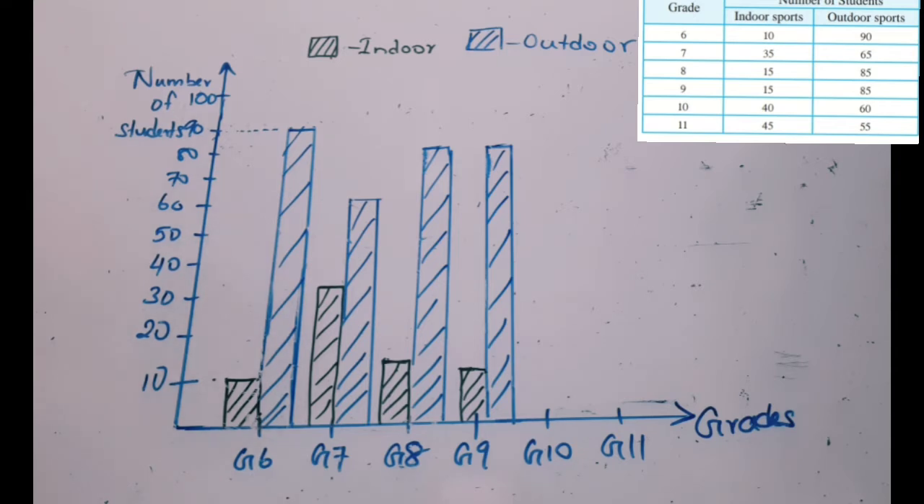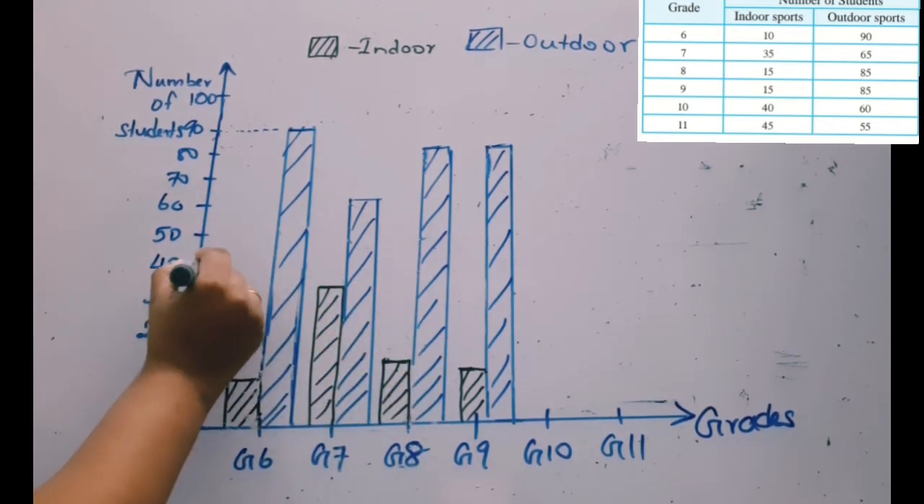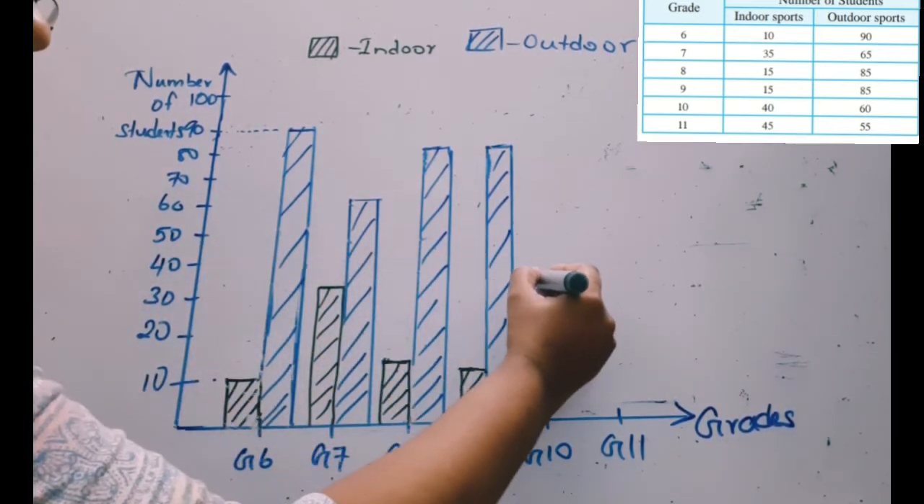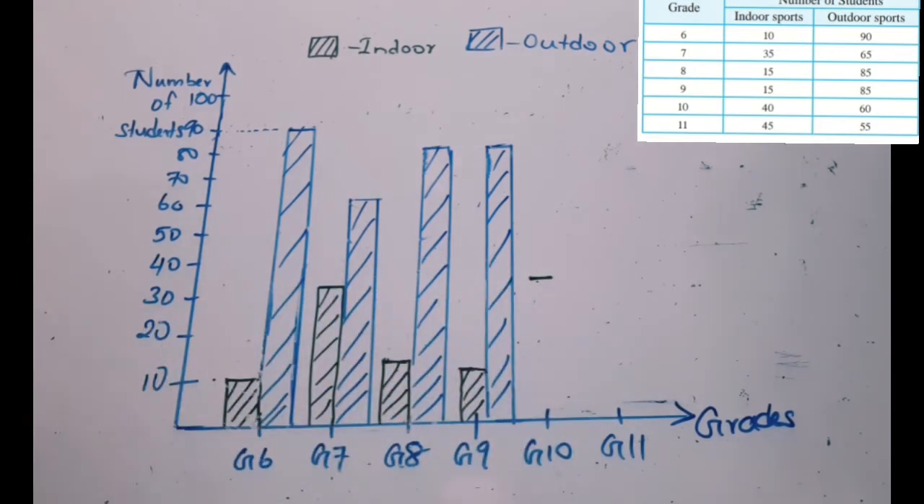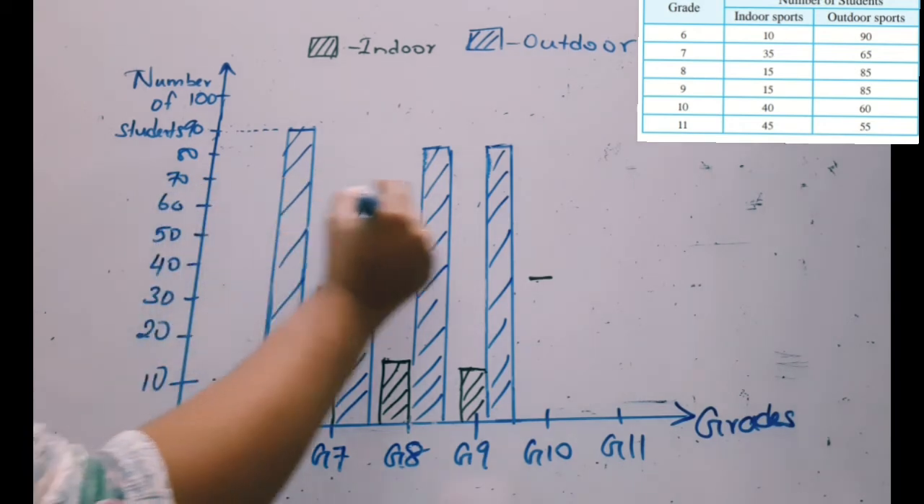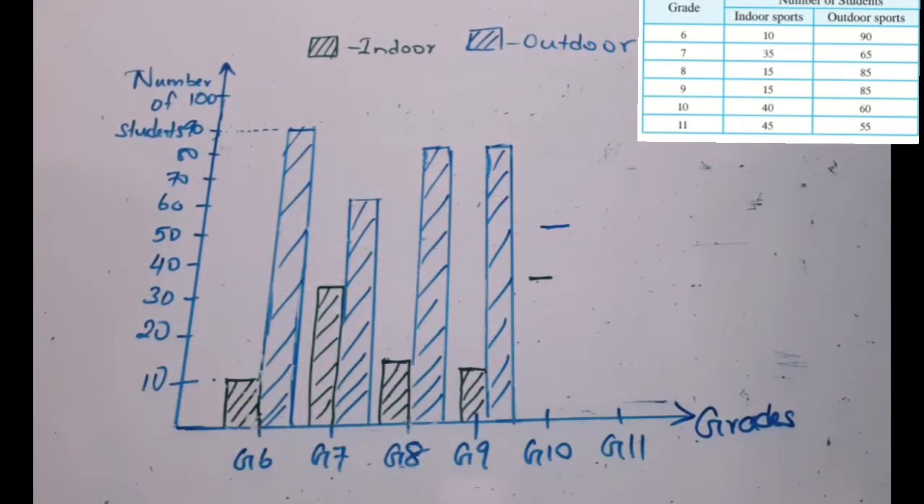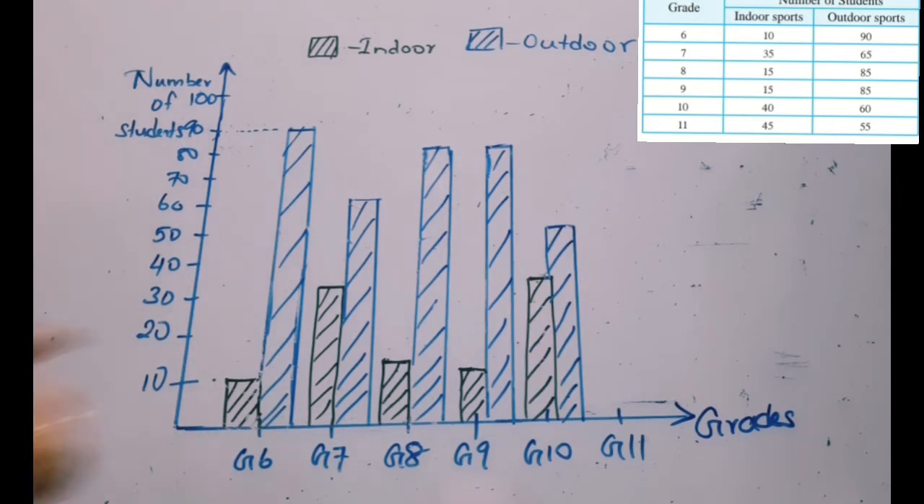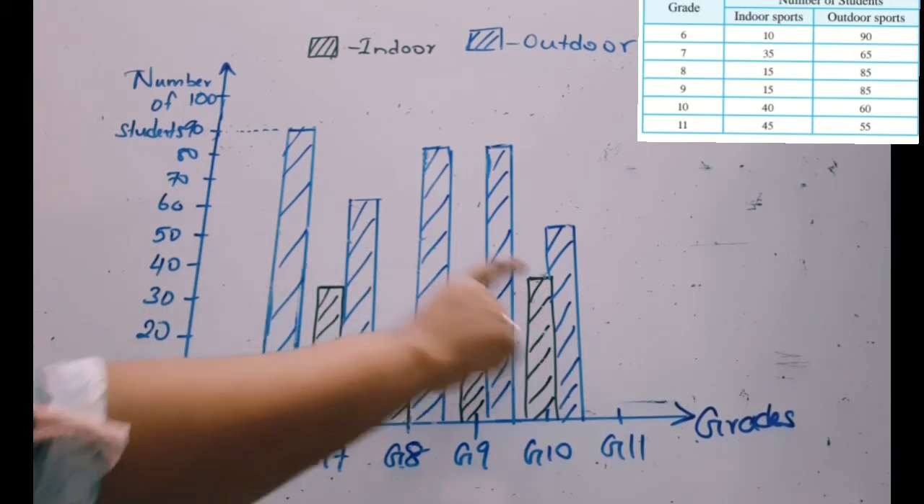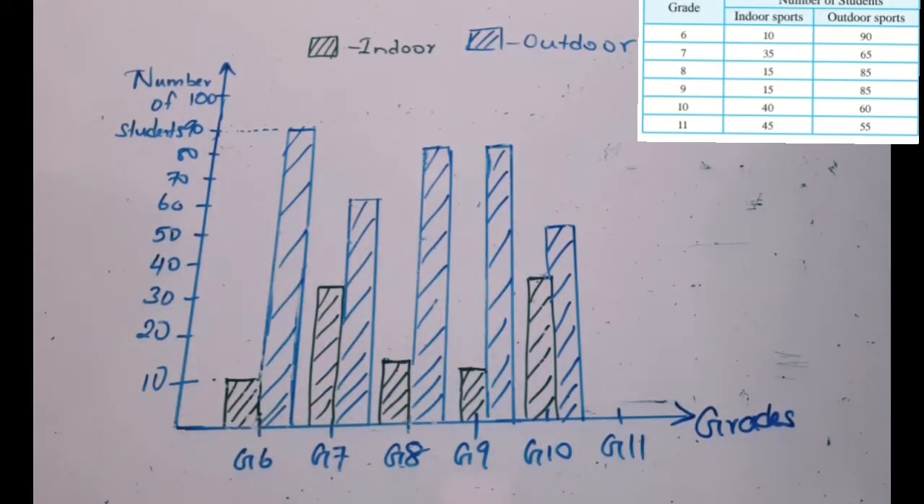Now let's move on to grade 10, which is 40 and then 60. 40 with black color, so it should level with number 40, and the blue in outdoor is 60 students. So I have to level it out with number 60. Okay, children, now I have drawn grade 10 as well, which is 40 and then 60.